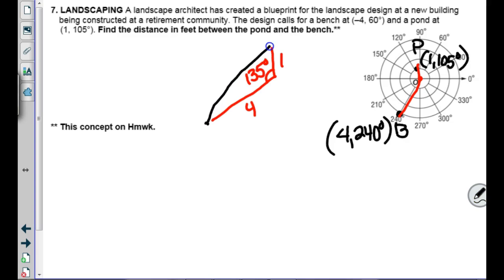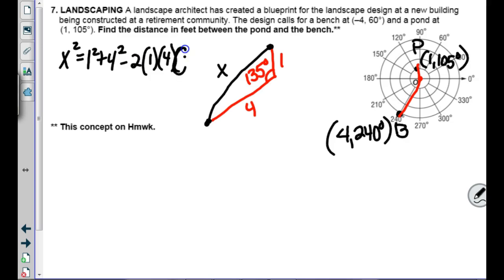Now, what I want to know is the distance from here to here. Is that a law of cosines problem? Right? X squared equals 1 squared plus 4 squared minus 2 times 1 times 4 times the cosine of 135. What mode does my calculator need to be in? Degrees. Now, you can also use, can you find it on here, guys? I just want to make sure you know how to do this, even if you don't like my way.